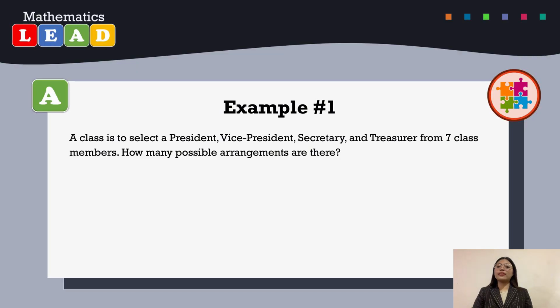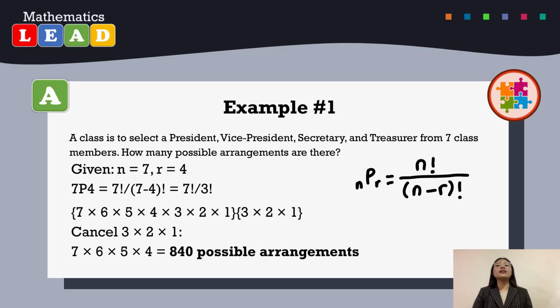So we have here the given, N is equal to 7, R is equal to 4. So we simplify the 7 factorial over 3 factorial. So 7 times 6 times 5 times 4 times 3 times 2 times 1 divided by 3 times 2 times 1 equals 840. Therefore, there are 840 possible arrangements of class officers.